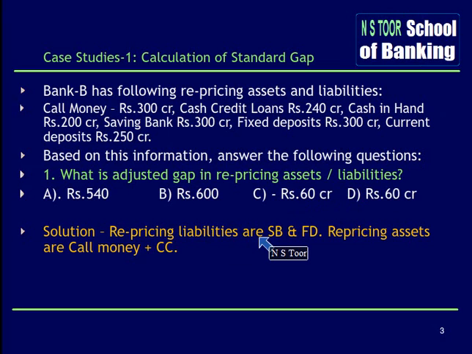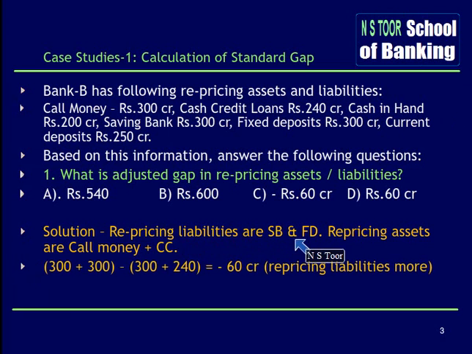So repricing liabilities here include saving bank accounts and fixed deposit accounts. Similarly, repricing assets include call money and cash credit. Now we can solve it. Saving bank plus FD. So saving bank we have 300 crores, FD we have 300 crores, so total is 600 crores. Call money and cash credit. So call money we have 300 crores, cash credit we have 240 crores, so total 540. And the net is, the gap is 60 crore.